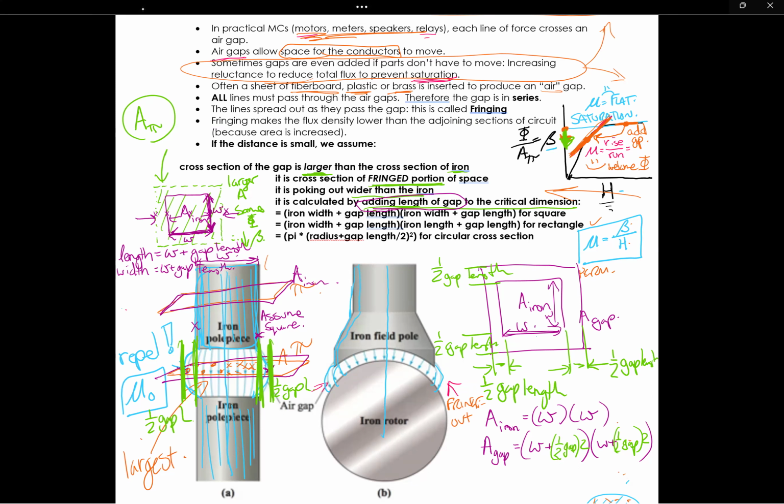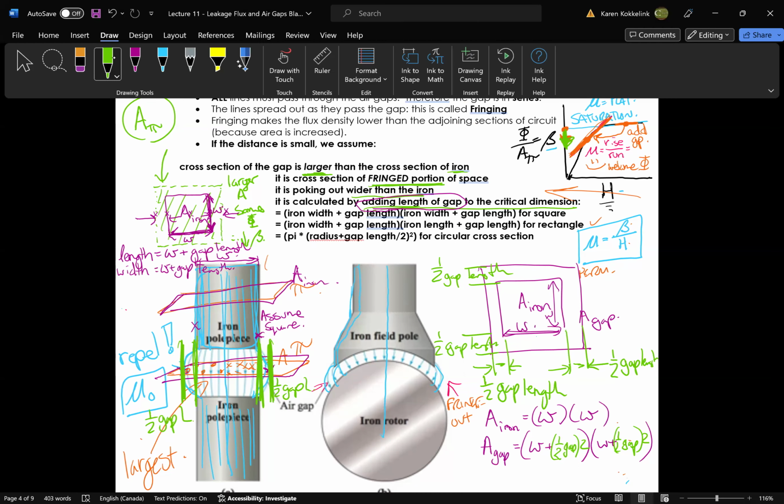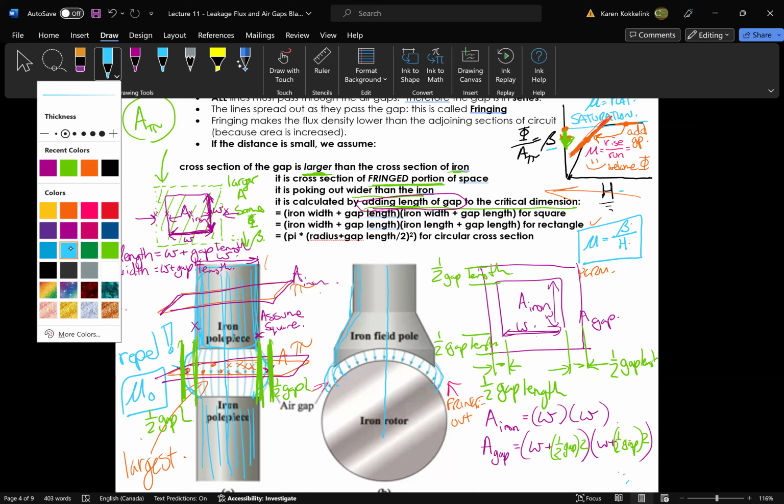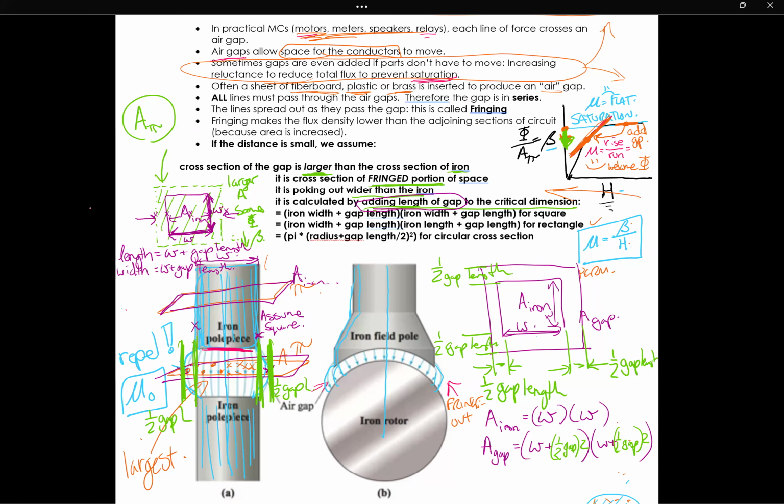Now, where is the actual gap length, though? How do you get the actual gap length? Well, it's how big the gap is. How big is this gap? It's like the thickness of the gap. This is the gap length. So here's the gap length. I put half of it on this side, and I put half of it on this side. I put half of it on this side, and I put half of it on this side.